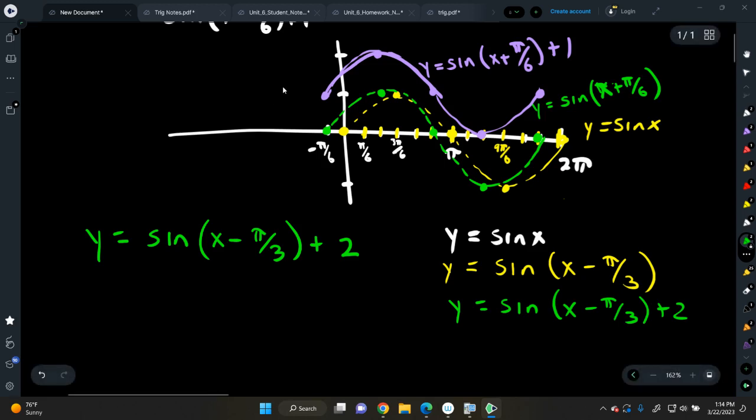Alex, you're going to run out of room for your vertical shift. Yeah, you got the right idea. It's just you're going to run out of room.